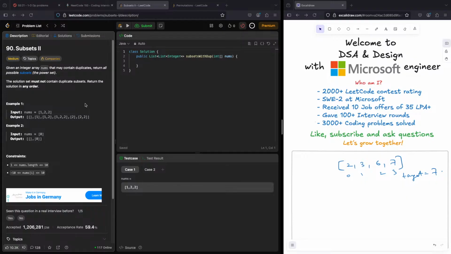Given an integer array that may contain duplicates, return all the possible subsets. It must not contain duplicates.